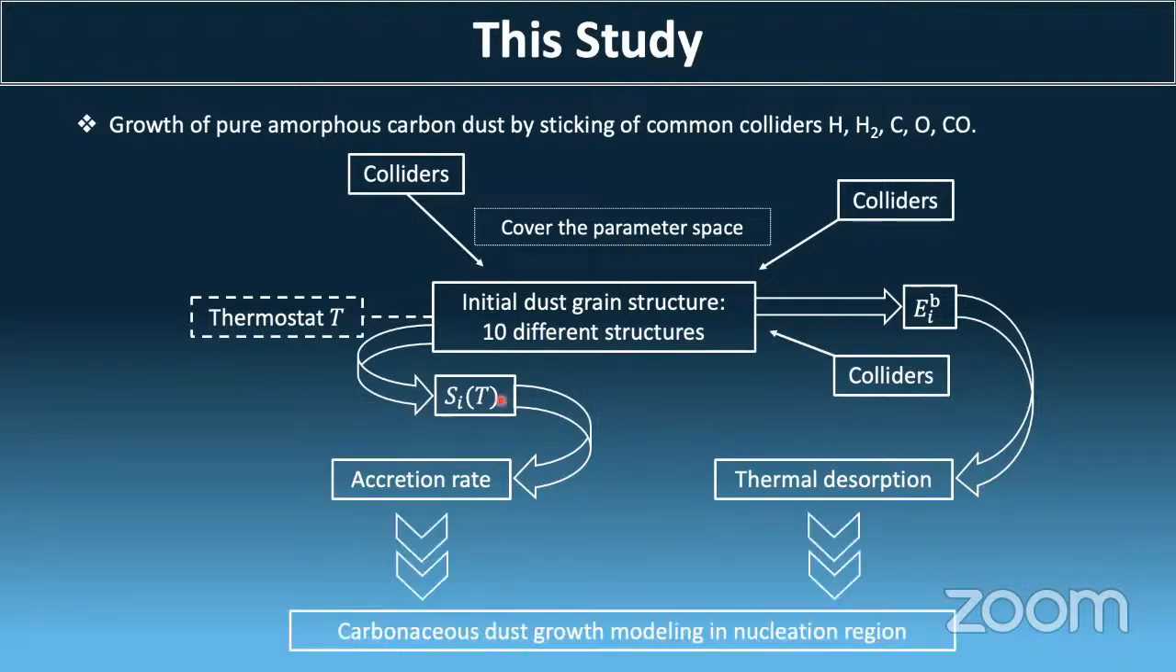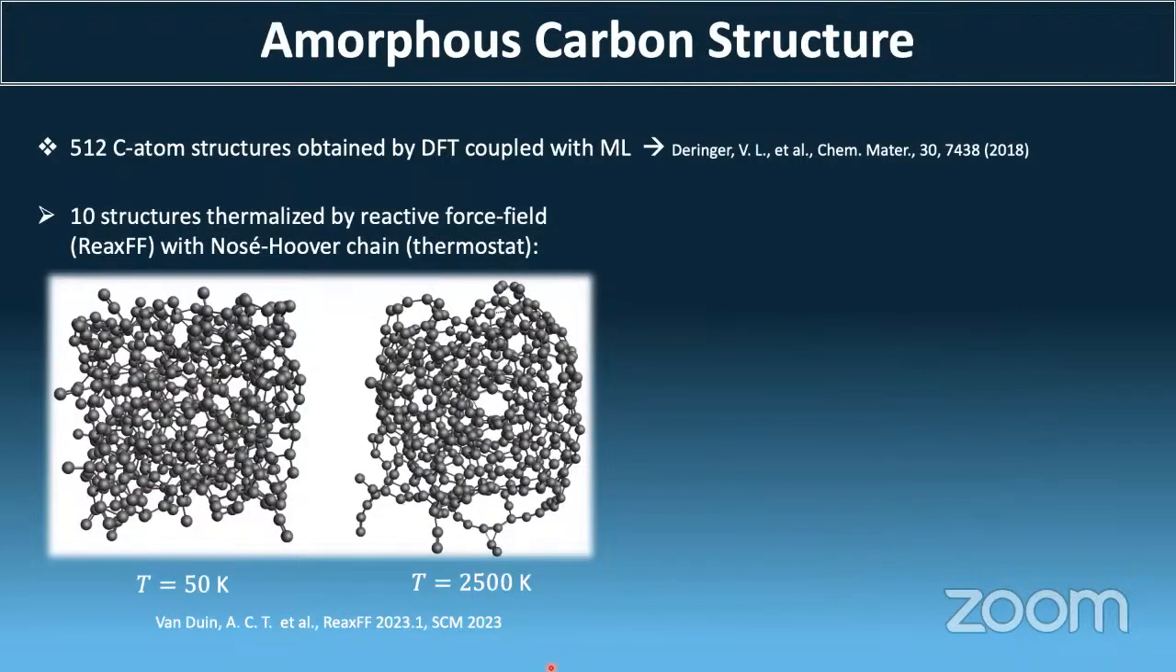And of course, from those, using the model that we decide to use in this study, we can obtain the carbonaceous dust growth modeling in those nucleation regions. The structure that we use here was computed in 2018 in this paper by Volker Deringer et al. They computed multiple structures of different sizes, so we took the largest one, which is 512 carbons. It has this die shape here. So it's not a square, of course, it's 3D.